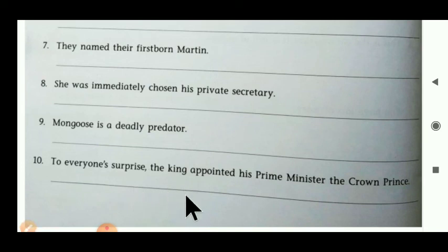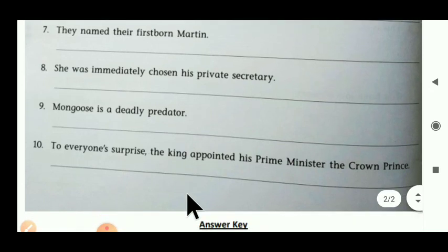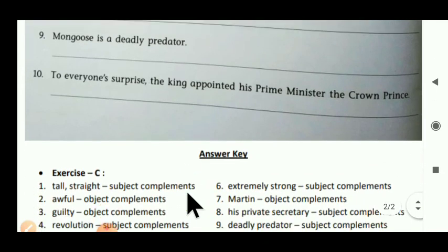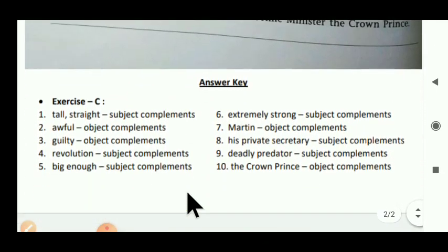So here we completed our exercise C. All the sentence answers are given here in our answer key. Everybody has to complete all of exercise C in your grammar textbook with a pencil. You have to write just like that: for sentence one, tall, comma, straight, then a dash, subject complements. Like that, you have to complete all the answers in your grammar textbook, students.